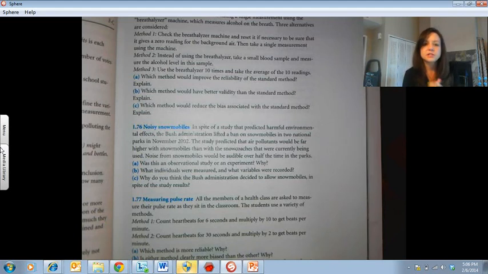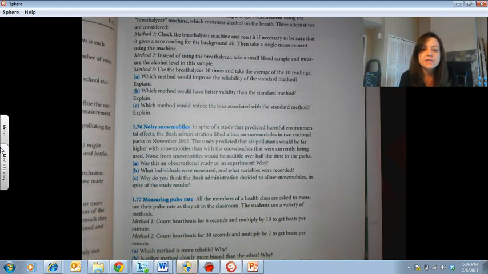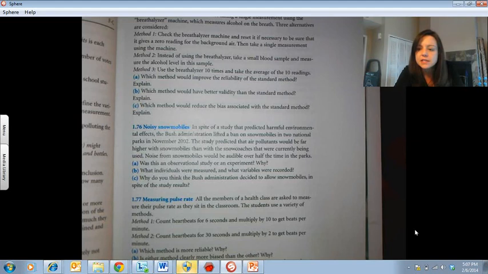observational study. What individuals were measured and what variables were recorded? Well, the individuals that they measured were, let me see here, you guys, I'm sorry.